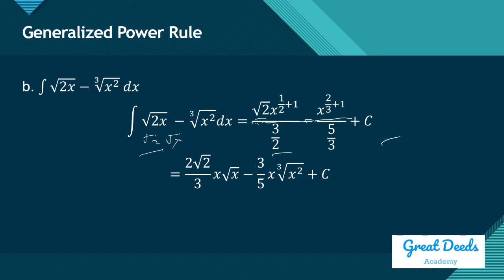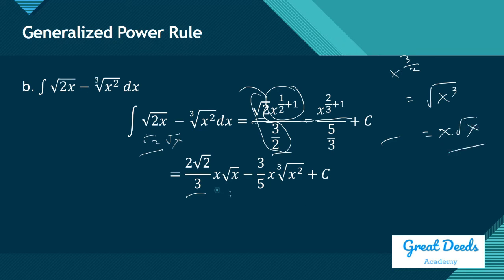Okay? This one, okay, this is just equal to square root of 2 times 2 over 3. Okay? And this one is x raised to 3 over 2. And so that's going to be the square root of x cubed. Again, this is equal to x times square root of x. Okay? And then minus.